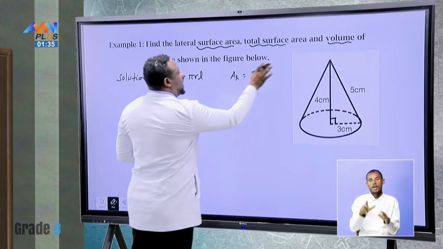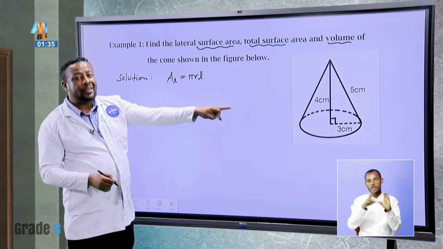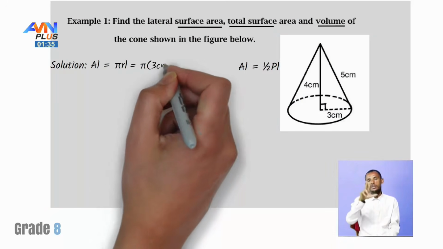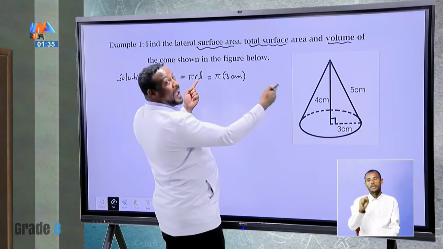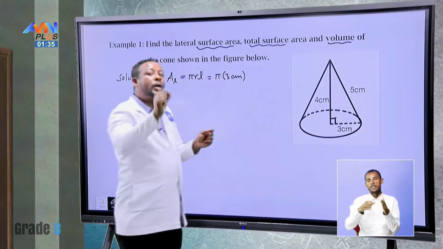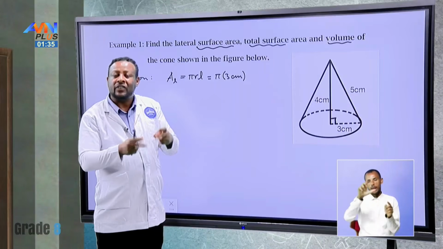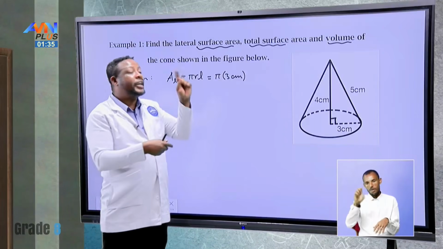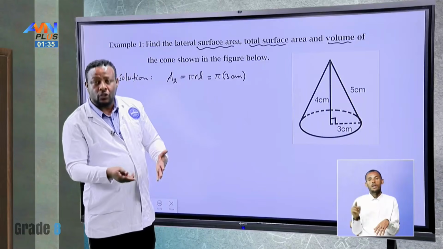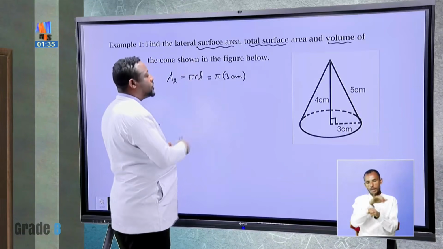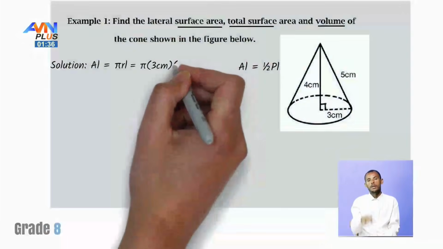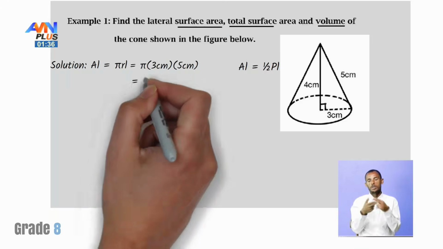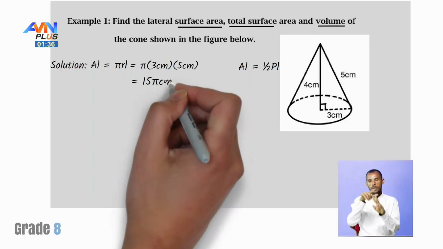Now let's directly substitute the radius and the slant height here. So this is pi times the radius, 3 centimeter, and L is the slant height. I always differentiate the slant height and the height by using the notation L for slant height and H for the altitude of the cone. Similarly for pyramids too. So L is the slant height, which is 5 centimeter. This product gives us 15 pi centimeter square.